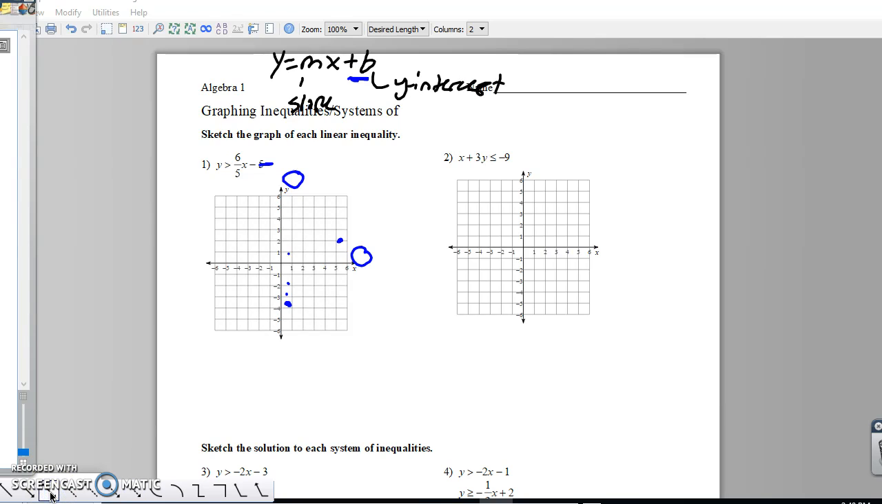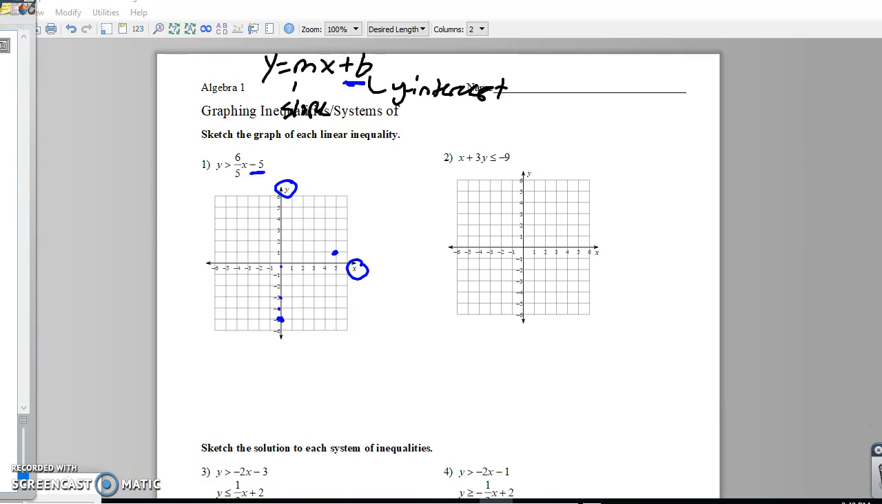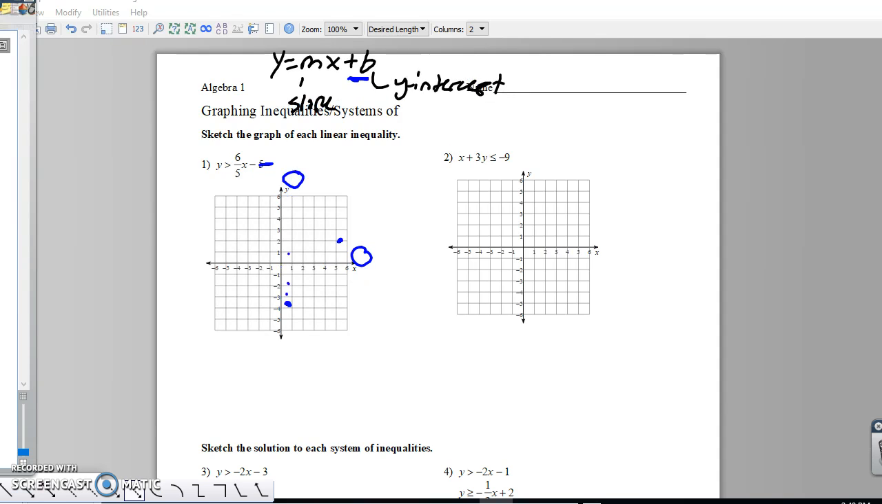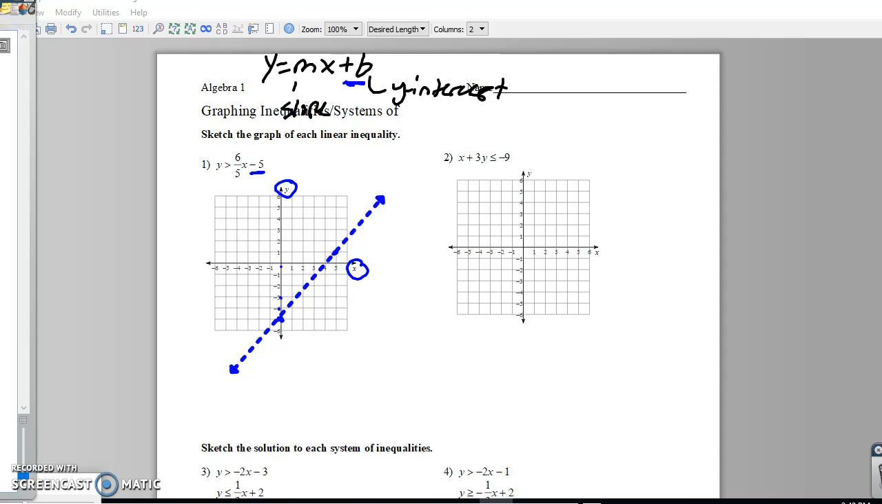I've got a symbol that does not include the equal sign, so many people are saying, yeah, it's an open circle type of problem. Yep, that would be. So I'm going to use a dashed line, or dotted line maybe, if you will. And now I've graphed that inequality. I'm showing that it's not equal to 6/5 x minus 5, but here's my line. And the second part is I want all the y values greater than that.